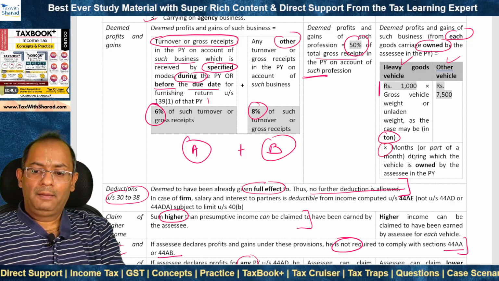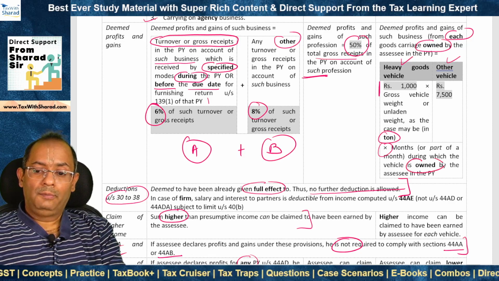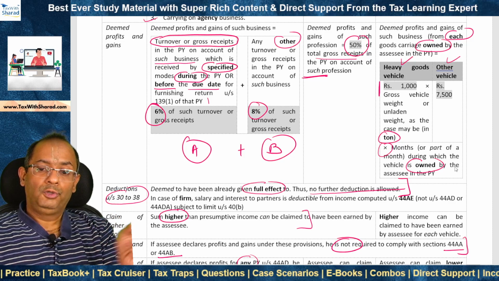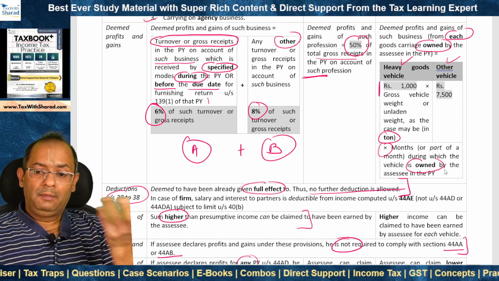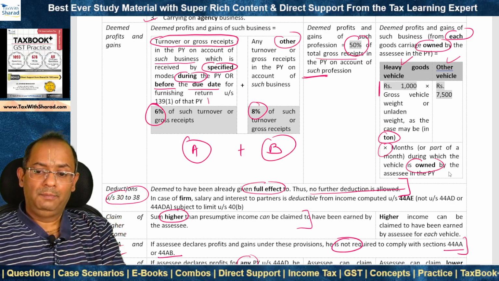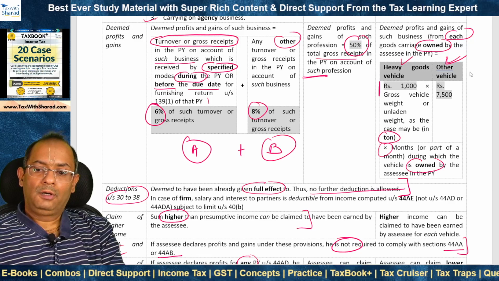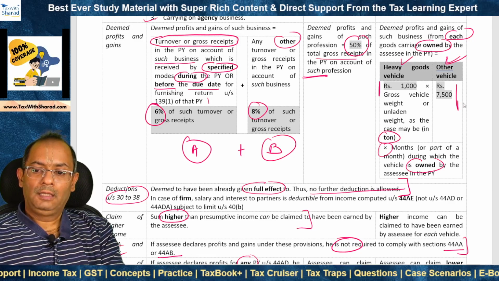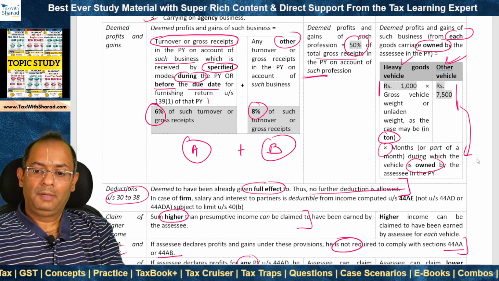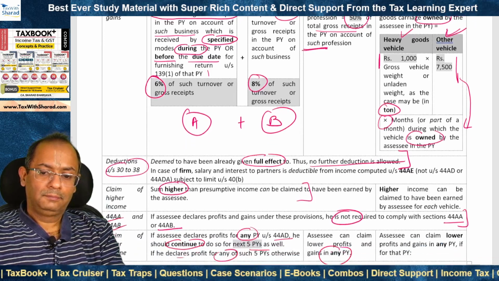further multiplied by months or part of a month during which the vehicle is owned by the assessee in the previous year. So put to use condition is not relevant. The calculation is done based on the months of ownership, even for a part of a month. For a goods carriage which is not a heavy goods vehicle, the formula is what? 7,500 multiplied by months or part of month of ownership by the assessee during the previous year.